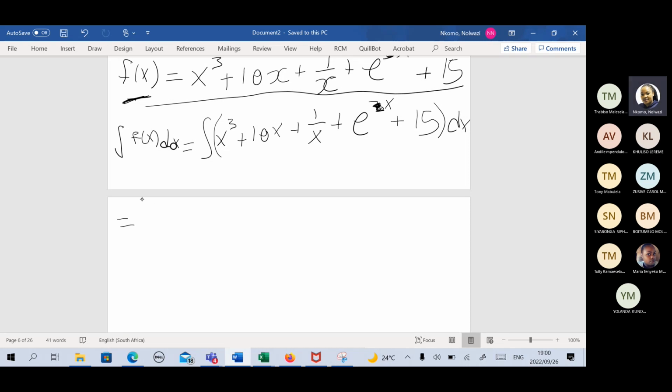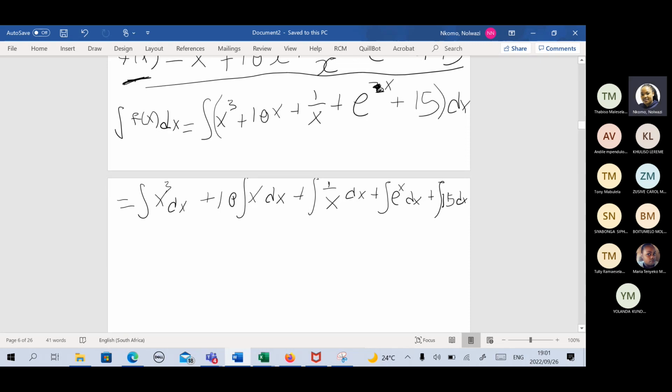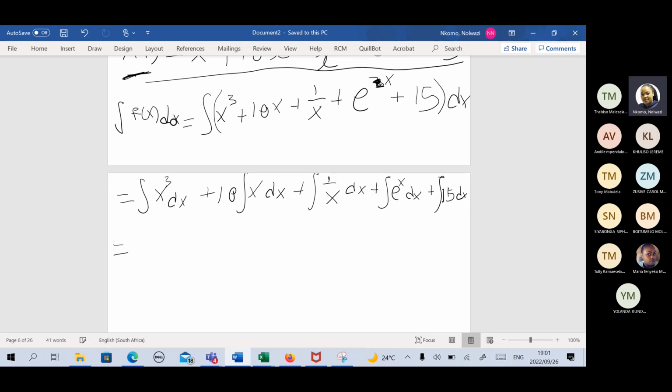Meaning if we separate this, we'll have the integral of x cubed dx plus the integral of 10x dx plus the integral of 1 over x dx plus the integral of e to the power x dx plus the integral of 15 dx, right? Now it's simplified. Then you check which rule you can apply in each term.